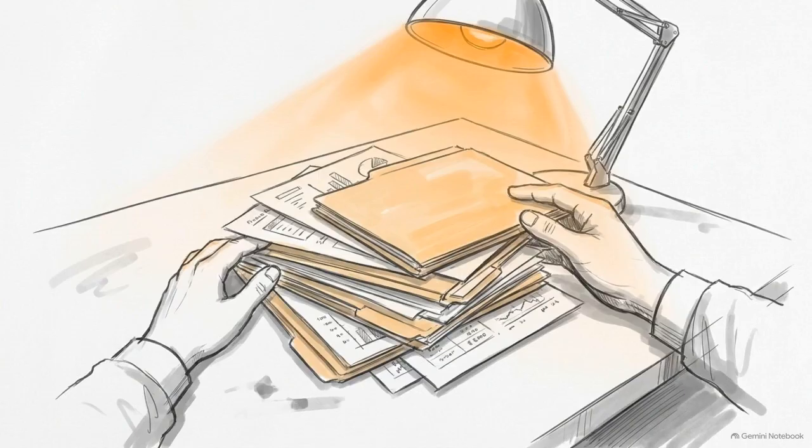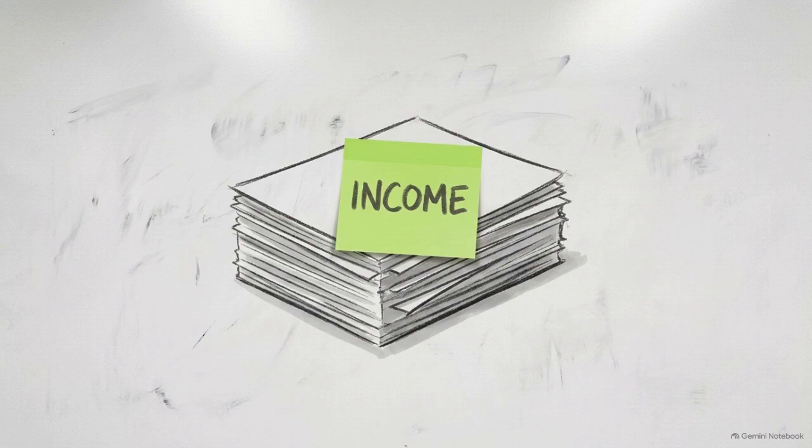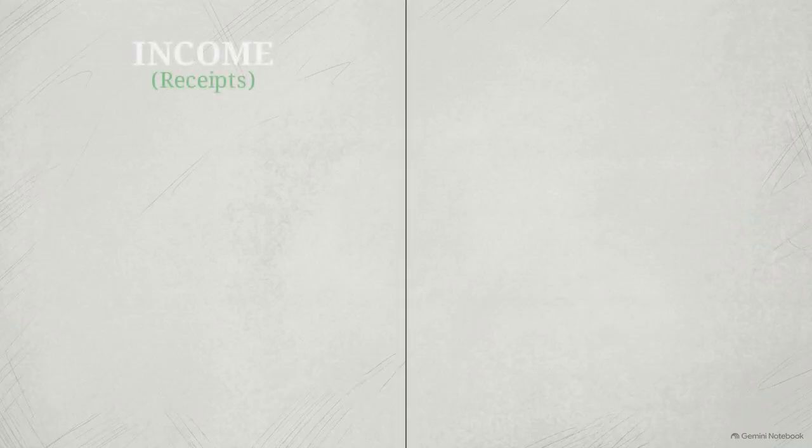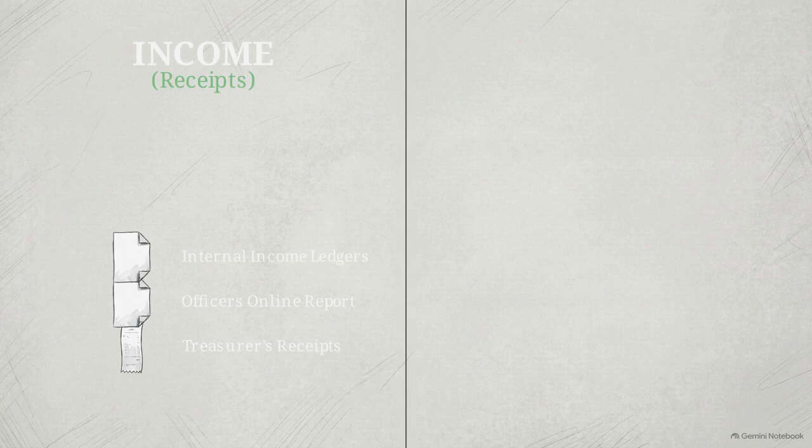Step 1 is getting everything in front of you. Clear off a physical workspace and bring all your relevant financial paperwork together. We will build out the incoming funds category first. Look at this receipts column. Start building your evidence by pulling your primary income documentation, your physical treasurer's receipts. Next, grab the report of receipts directly from officers online. Finally, locate any other internal income ledgers. That completes our incoming stack.